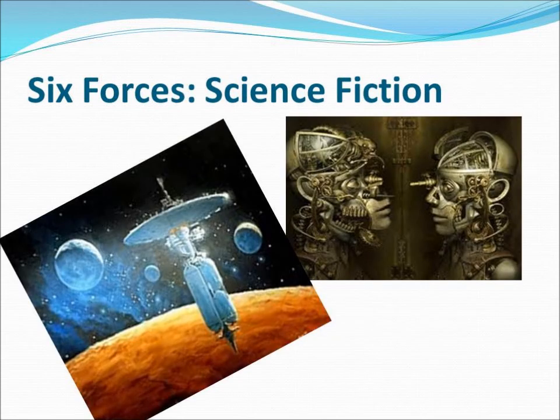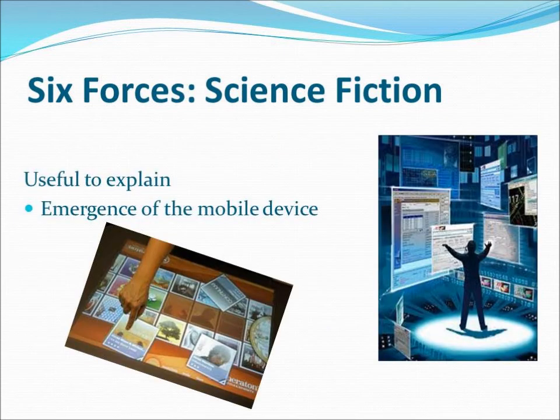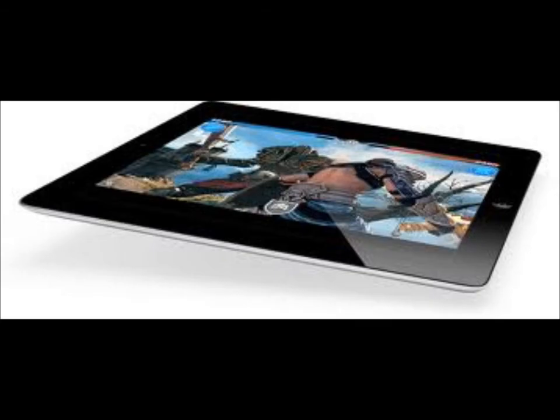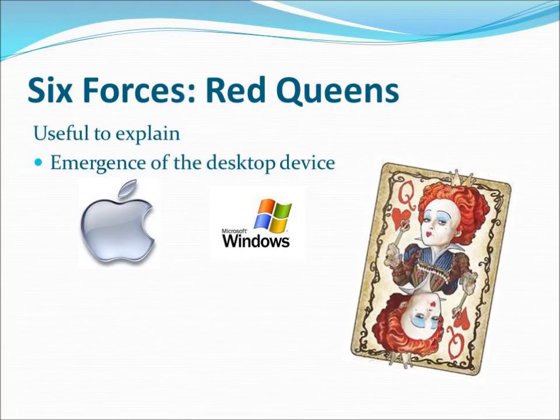Thornburg proposes that the force of science fiction provides creative and imaginative ideas that may trigger the imagination of inventors. This force is useful to explain the emergence of mobile devices, particularly because it drove the invention of the touchscreen that is at the core of the mobile device.